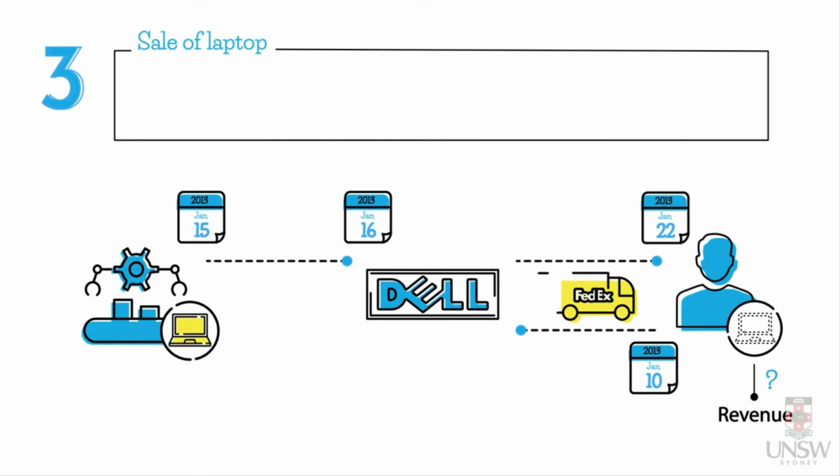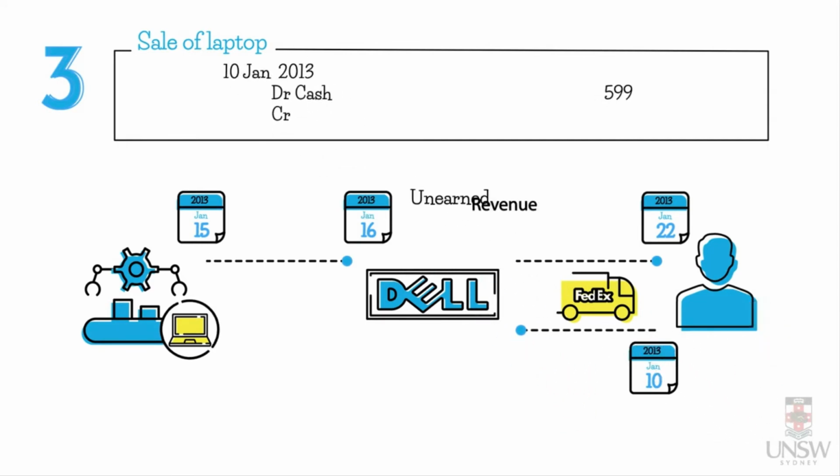Also, they need to do an additional step in order to earn the revenue: they need to ship that laptop to the customer. So they need to engage in that shipping process. We can recognize the receipt of the cash up front, but it's not revenue at that point. We haven't earned the revenue. So on the 10th of January 2013, we debit cash $599 and credit unearned revenue $599.